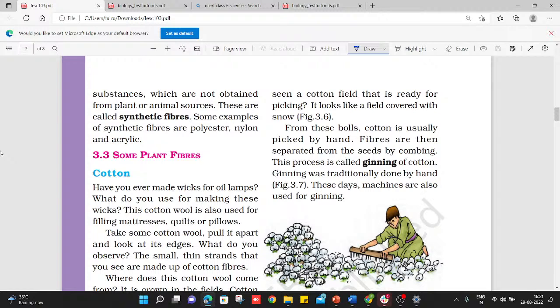Okay, the process of separating the fibers from the seeds by combing is called ginning. You can write: the process of separating the fibers from its seeds by combing is called ginning. Okay, please write it down.